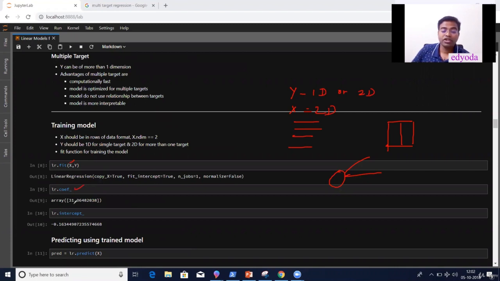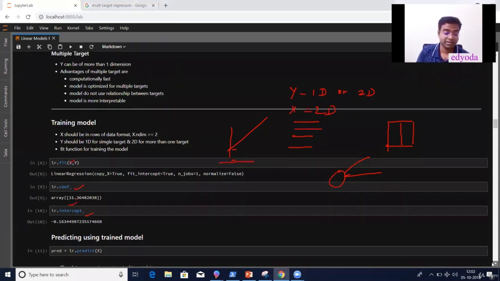When you do LR.coefficient, it returns the coefficient that is learned, the slope. When you do intercept, it returns the intercept point. When you set fit_intercept equal to false, the intercept will be 0, and you will get a different coefficient, which returns the best RSS.